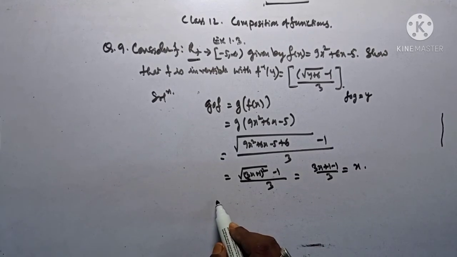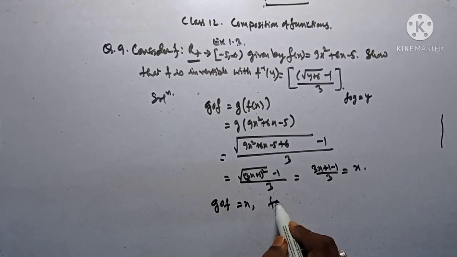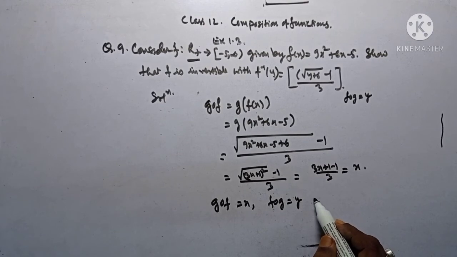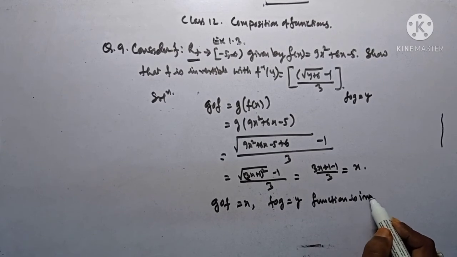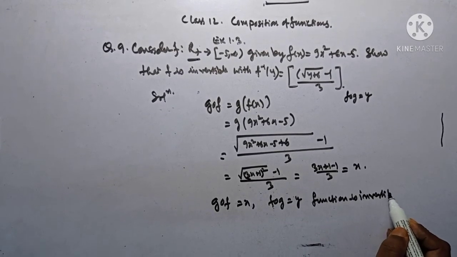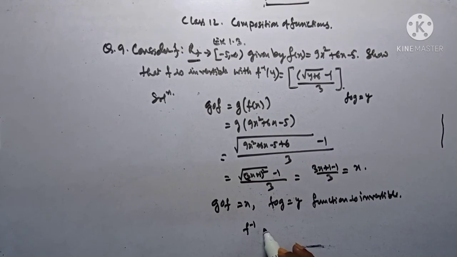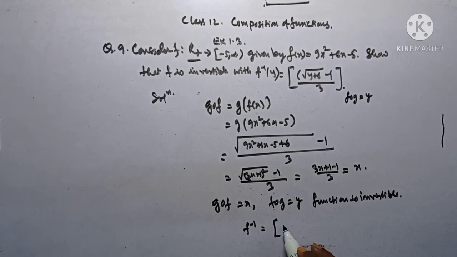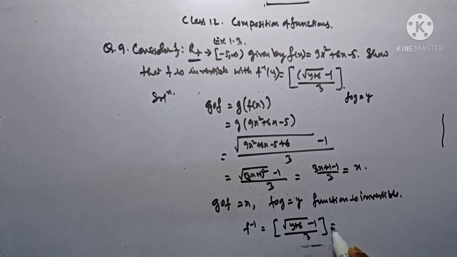So your gof is x, and your fog is your y. So this function is invertible. Function is invertible, and this is g(y), that is f inverse. This will be root y plus 6 minus 1 by 3. This is your g(y). You can do this in another way also.